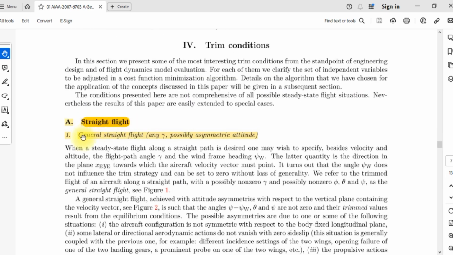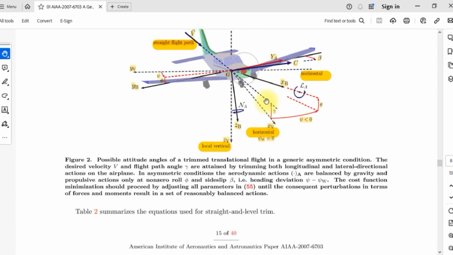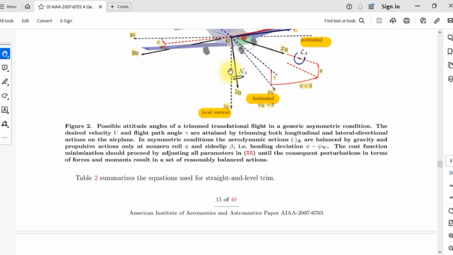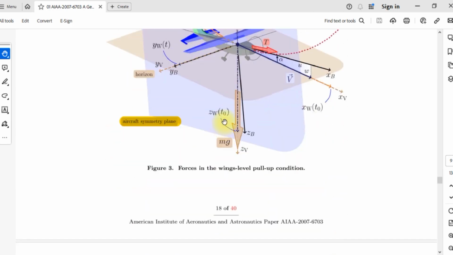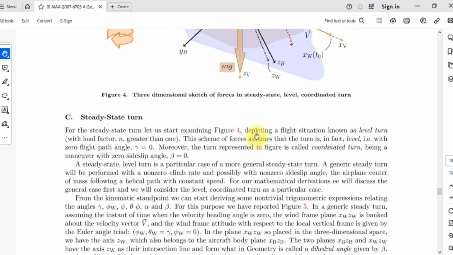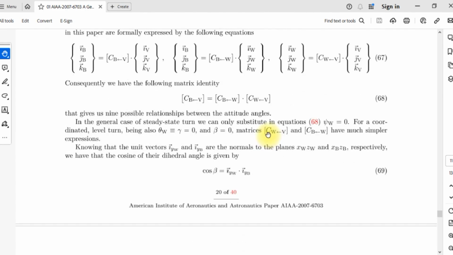Straight flight, general straight flight, and a possibility of symmetric flight. Here you have the horizontal. So this is the point of equilibrium. It has nothing to do with the point of gravity. More equations, and everything is done assuming a flat, non-rotating Earth.